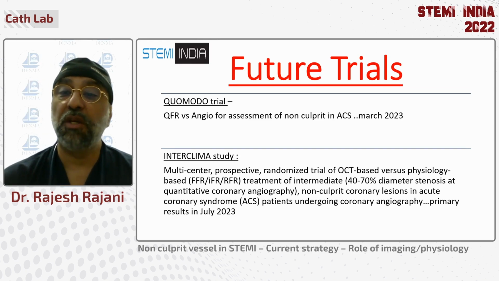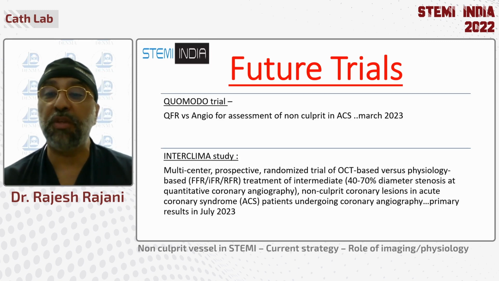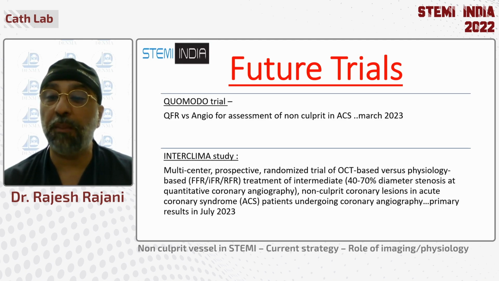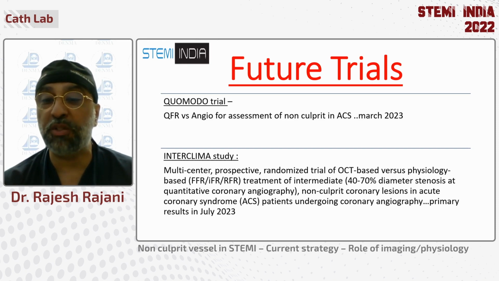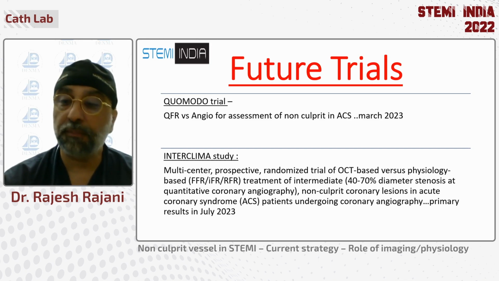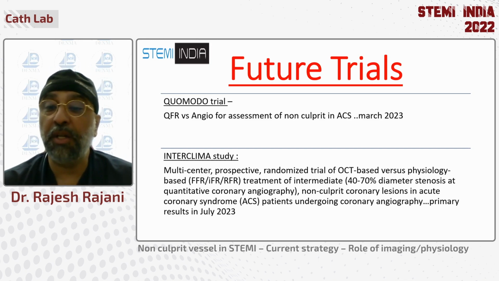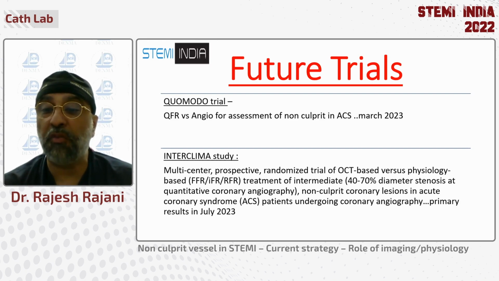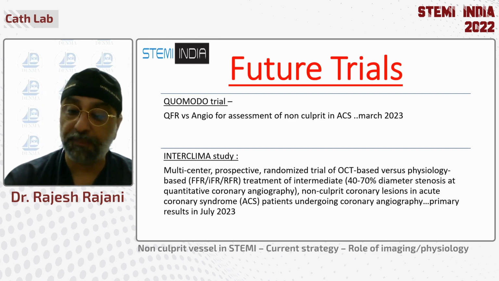What are the future trials? We have 2 trials which are awaited regarding the future of this. The QUADRAMORE trial, which assesses quantitative flow ratio versus angiography for assessment of non-culprit lesions in ACS, and the results are expected in 2023. And an international multicenter prospective randomized trial of OCT-based versus physiologically based FFR, iFR, or RFR treatment of intermediate 40 to 70% diameter stenosis at quantitative coronary angiography, in non-culprit coronary artery lesions in acute coronary syndrome patients undergoing coronary angiography. Primary results are expected probably in 2023.